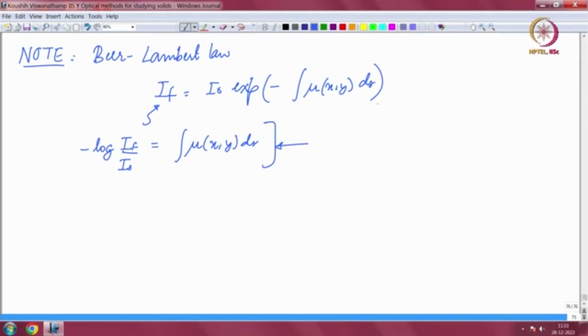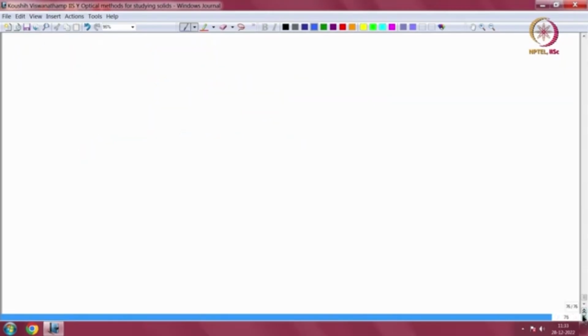So, this is what we are interested in. Since we know I_f and we know I naught, we know log of I_f by I naught. So, we have the value of this integral along various lines, and our aim of course is to try and recover the value of mu as a function of x and y. That is the problem we set up initially. So, we will now start doing some algebra for this with these two notations in mind.